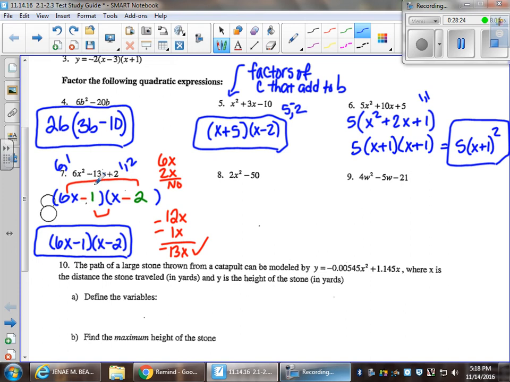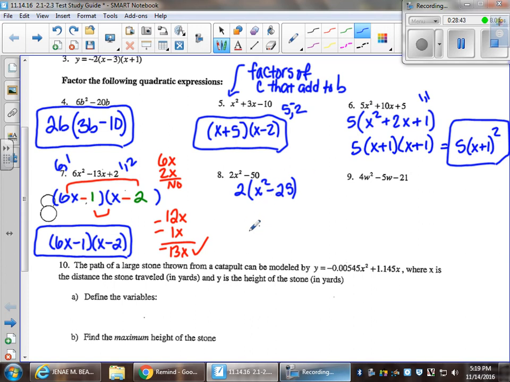Very nice. Number 8, 2x squared minus 50. As always, first thing, check for a GCF. Do we have one? Yes, these are both even. I can factor out a 2. That leaves x squared minus 25. Are we done? No. Why not?